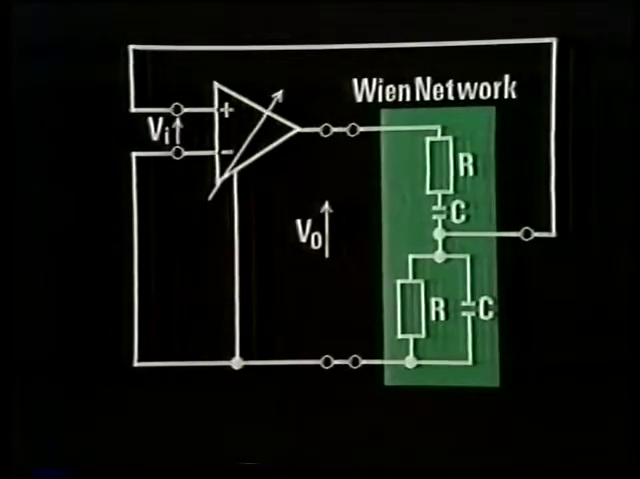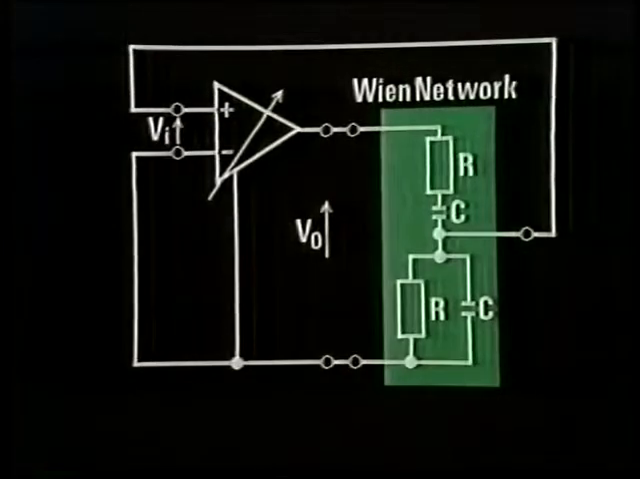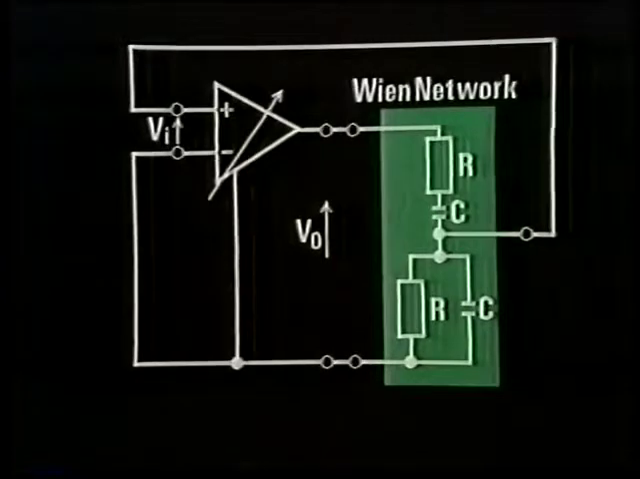If you've already attempted SAQ 13 of Unit 6, you may remember that the attenuation of the Wien network is 1/3 at that frequency for which the phase change is 0. So to ensure a net gain of 1 around the loop, the amplifier must provide a gain of 3.